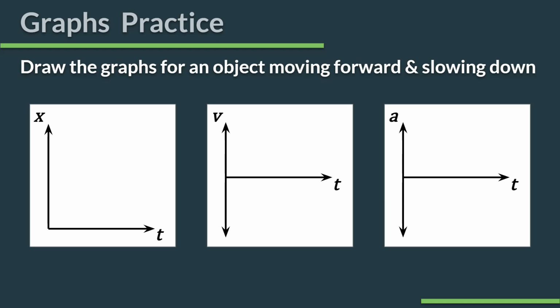All right, draw the graphs for an object moving forward and slowing down. This time I didn't give you a graph, I just gave you a scenario. You should still be able to do it though. Go ahead and draw what the XT, VT, and AT graphs would look like for an object that is moving forward and slowing down. I'm going to give you 36 seconds this time because you got 3 of them to draw. So go ahead and draw those. Turn and talk to your neighbor if you're not sure. You have 36 seconds to discuss.